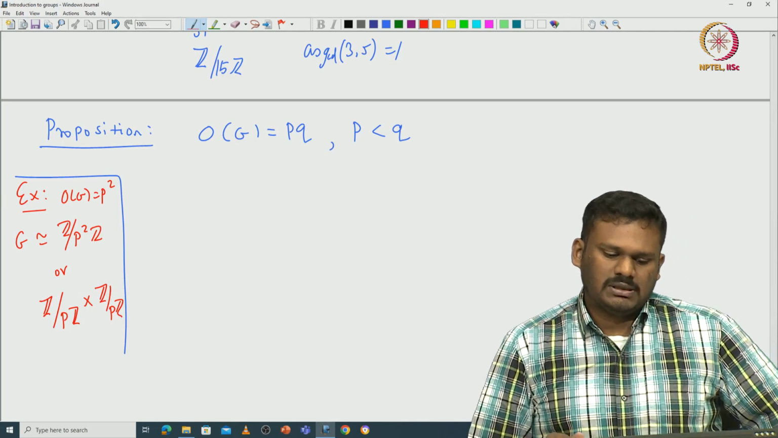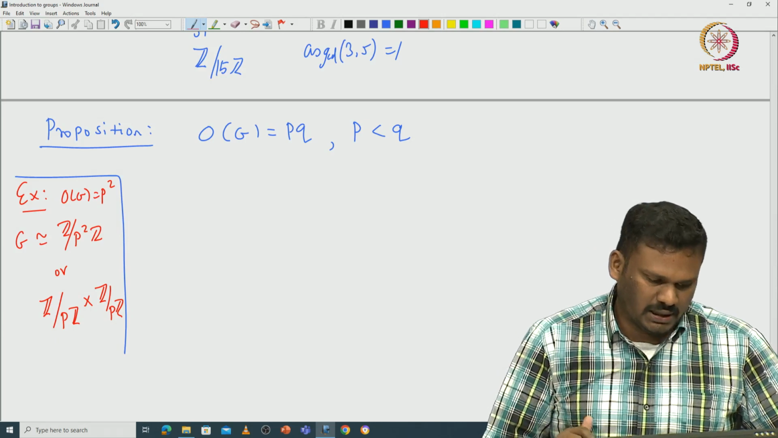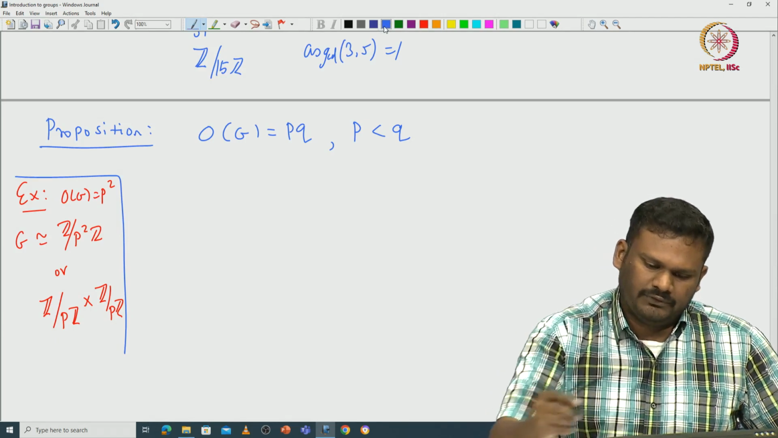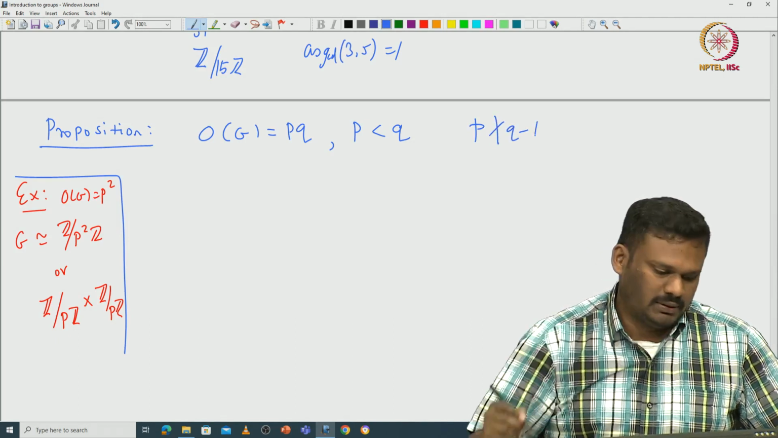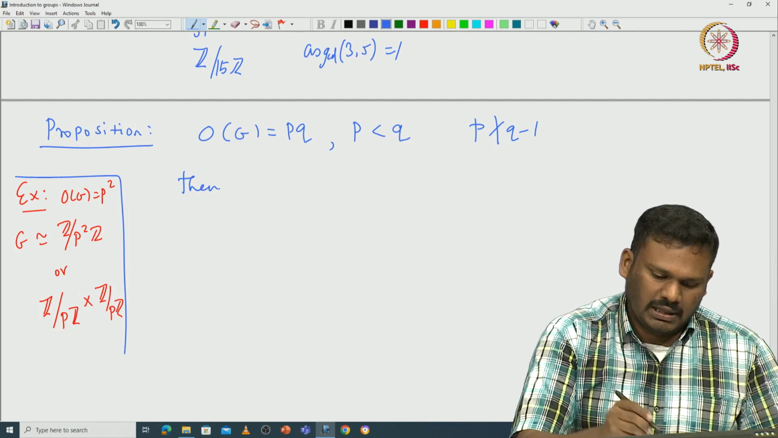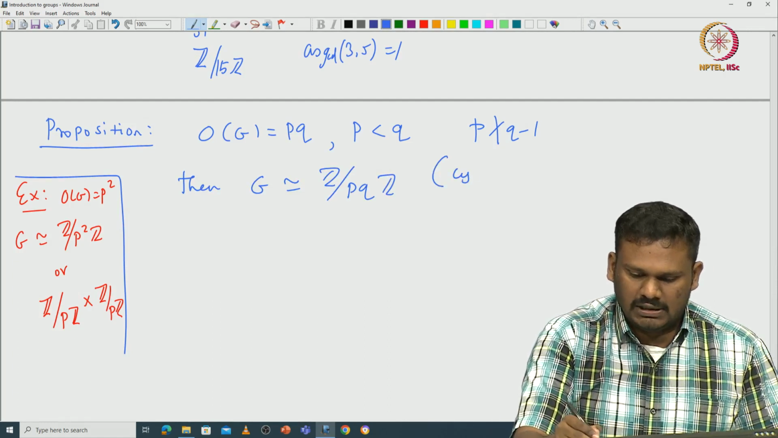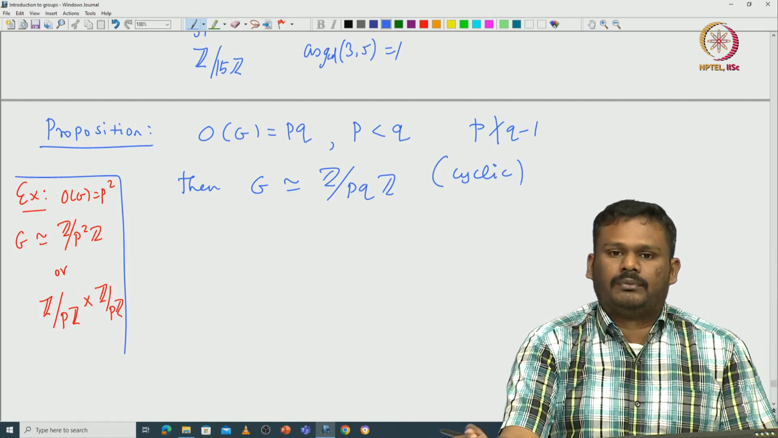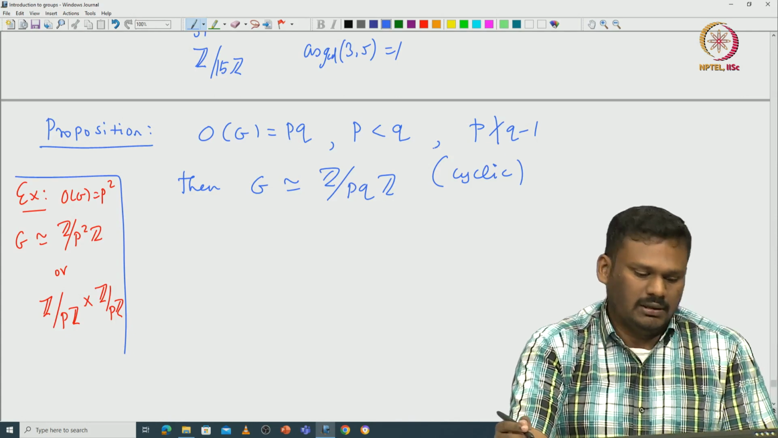Now what happens if you have two distinct factors? Assume that p is less than q without loss of generality. Now for some technical reason, let us put that p does not divide q minus 1. In this case we claim that G must be isomorphic to Z modulo pqZ, so that indeed it is a cyclic group. So why is this technical condition needed? Let us see.